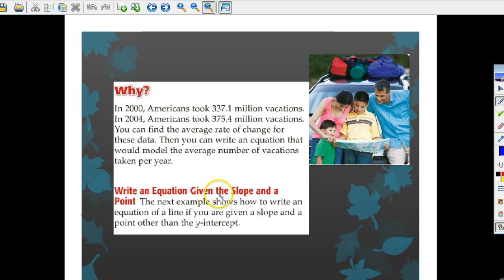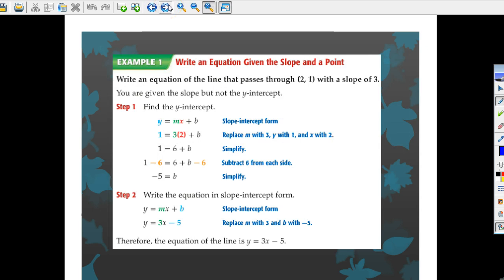So, write an equation given the slope and a point. The next example shows how to write an equation of a line if you are given a slope and a point other than the y-intercept. Write an equation of the line that passes through (2, 1), and the slope is 3. You're given the slope but not the y-intercept.